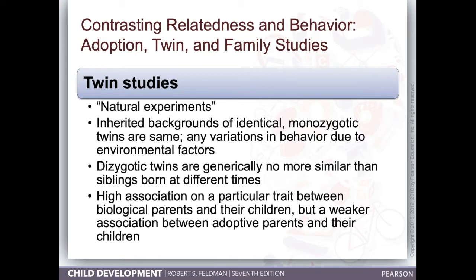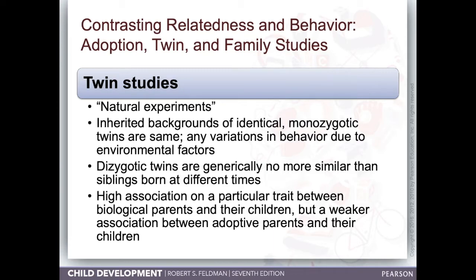So again, those can be a boy and a girl, two totally different people that look totally different. We have friends that have fraternal twins. One has a completely different hair color than the other, and they look like they might not even be related. That's how different fraternal or dizygotic twins can be. High association on a particular trait between biological parents and their children, but a weaker association between adoptive parents and their children. And you can kind of see why.